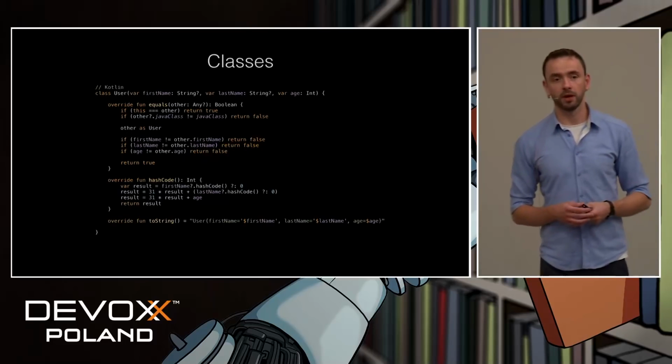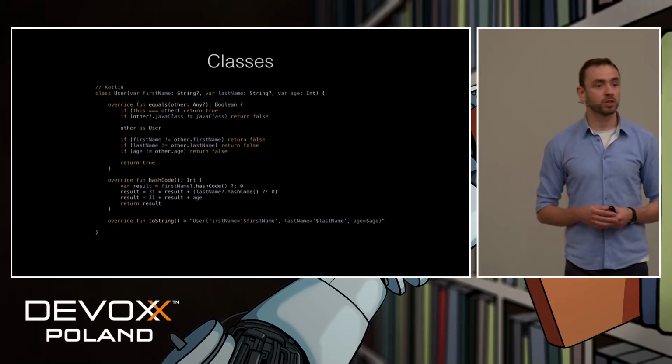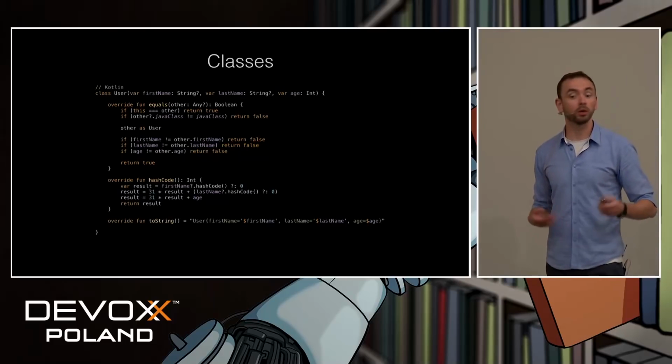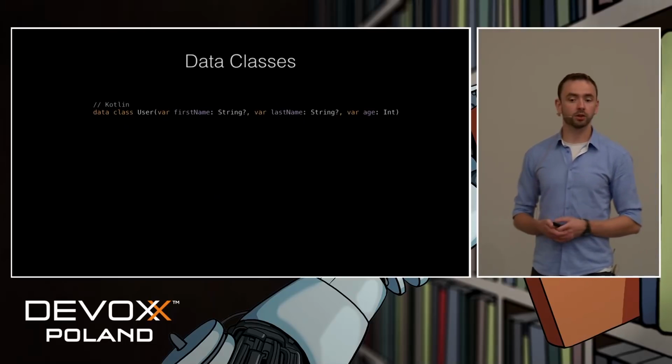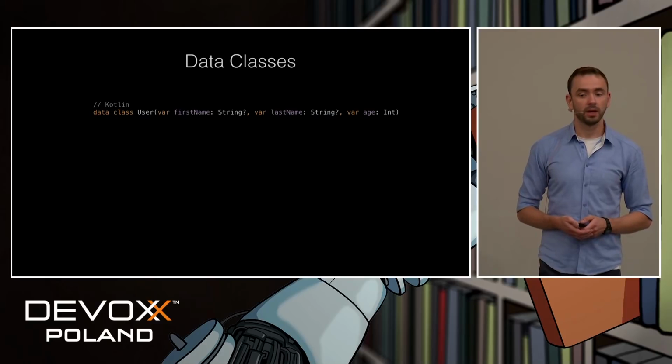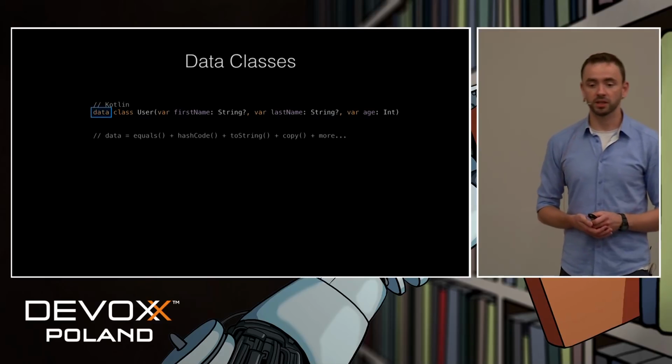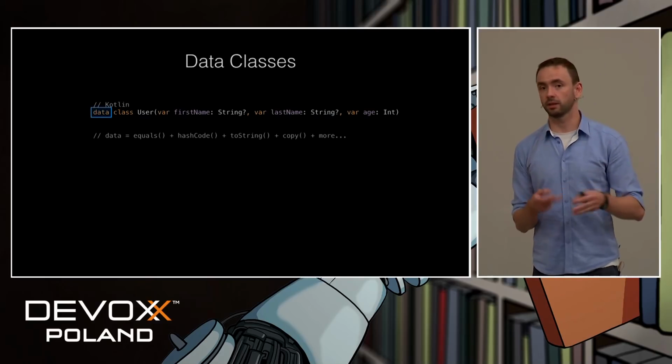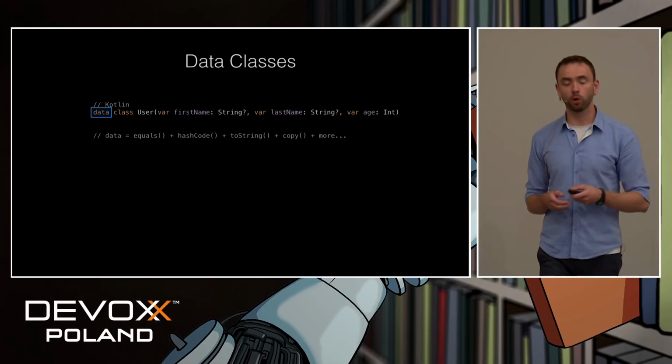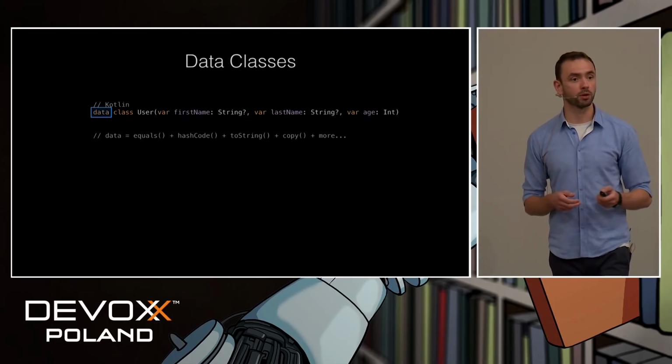I'm sure you know that almost every modern language has a way of dealing with those. Kotlin also has its own way, and it's called a data class. Data basically gives us hash code, equals, toString and a couple of more. For example, copy, which is basically a clone on steroids.